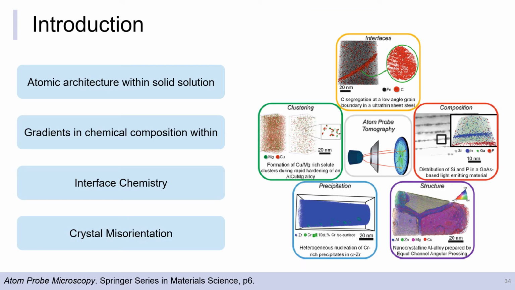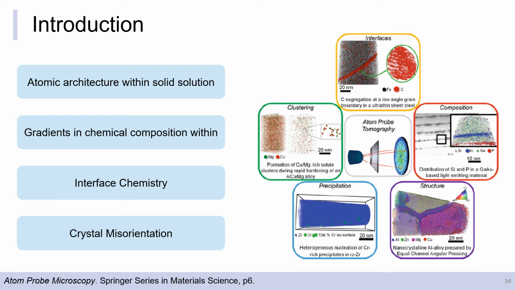Okay, let's go to the application part. Now we'll talk about how APT is being used in real research. As you can see in this slide, there are many research fields where APT can be applied. APT is a powerful technique to find atomic structure and chemical composition in many kinds of materials. Therefore, it is appropriate for researchers to explore inside the material at atomic scale.